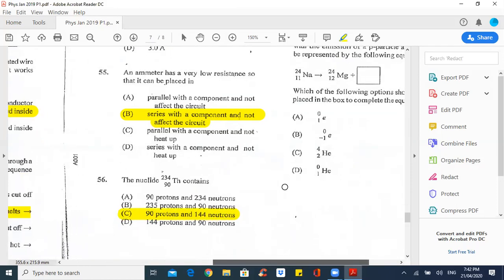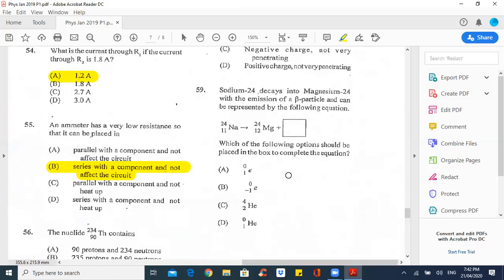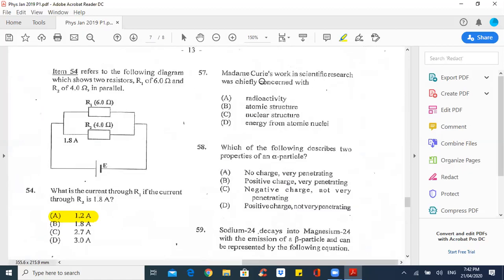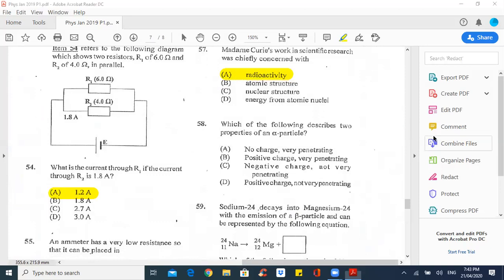Number 57, Madame Curie's work in scientific research was chiefly concerned with radioactivity. Which of the following describes two properties of alpha particles? Alpha particles are positive charges and not very penetrating. Good. So that is the answer.